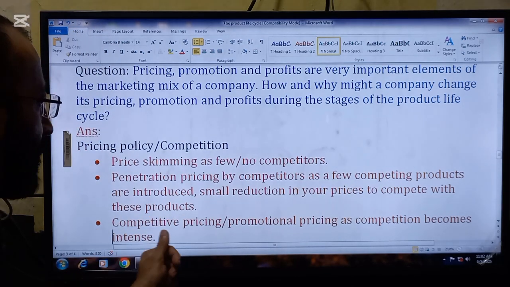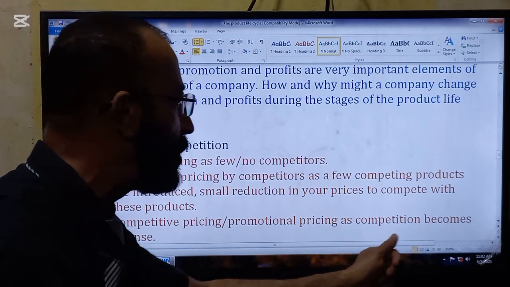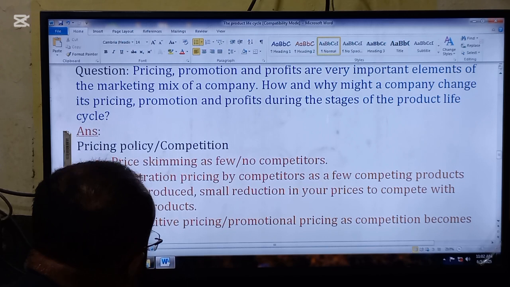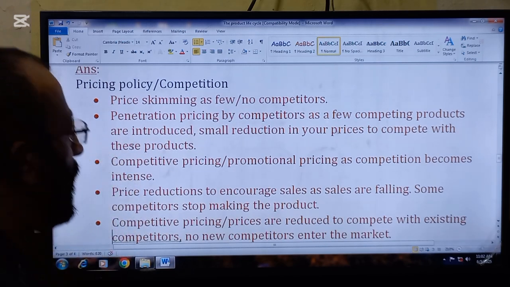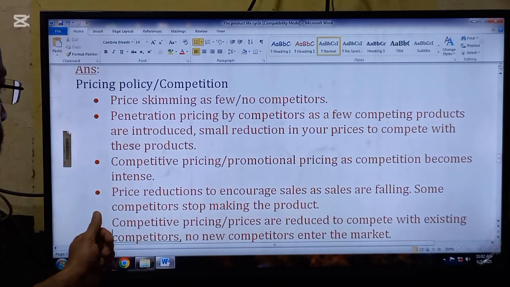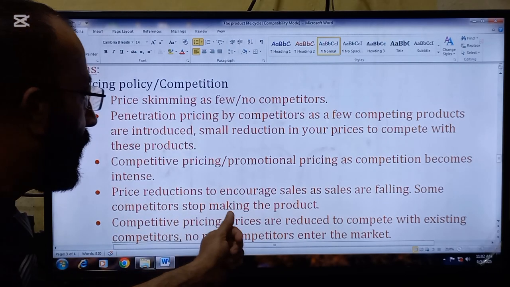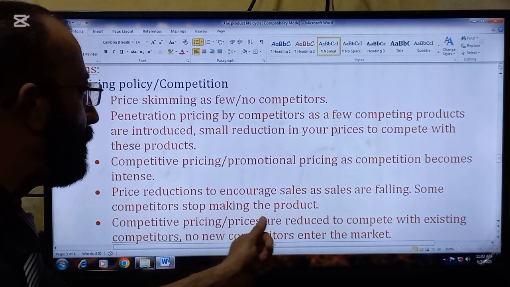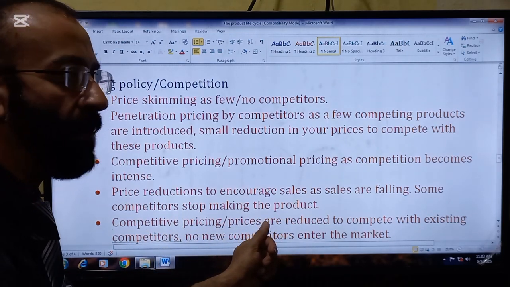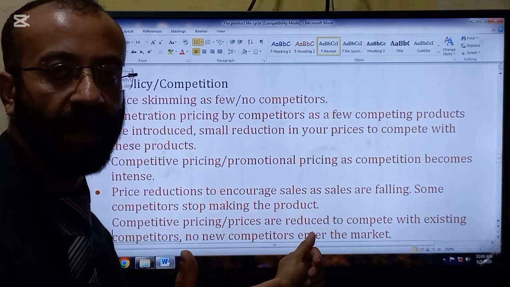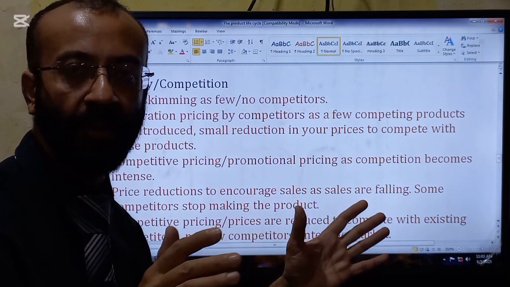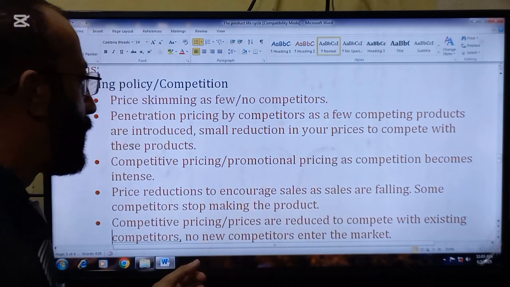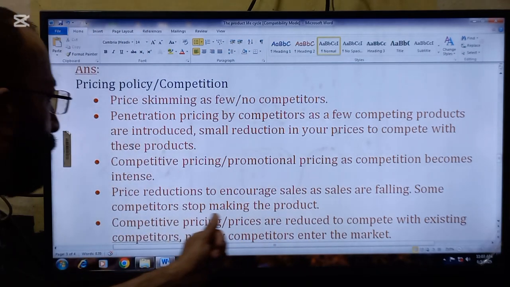After that, competitive pricing, promotional pricing, as competition becomes intense. So this is the next stage of the pricing, because now there will be a lot of competitors. Next, price reductions to encourage sales as sales are falling. Some competitors stop making the product because new products are coming into the market. For example, Sting and other energy drinks are coming. That's why the sales of Pepsi and Coke are reducing. That's why they will cut their price to encourage the customers to purchase them. So this will be the next stage.